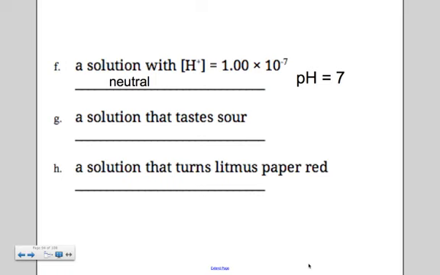That's pure water. And then a solution that tastes sour, you have to remember back to our properties of acids and bases. Something that tastes sour is going to be acidic, an acid. And any solution that turns litmus paper red, which would be turning blue paper to red or leaving red paper red, is also an acid. If it turns the paper blue, that would indicate a base.